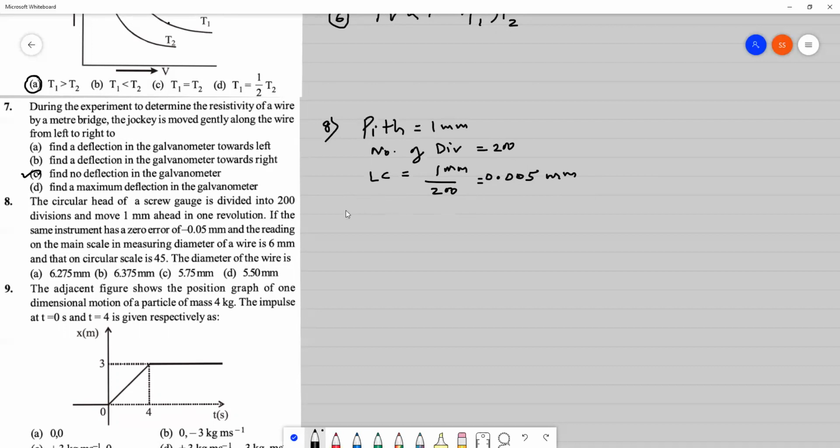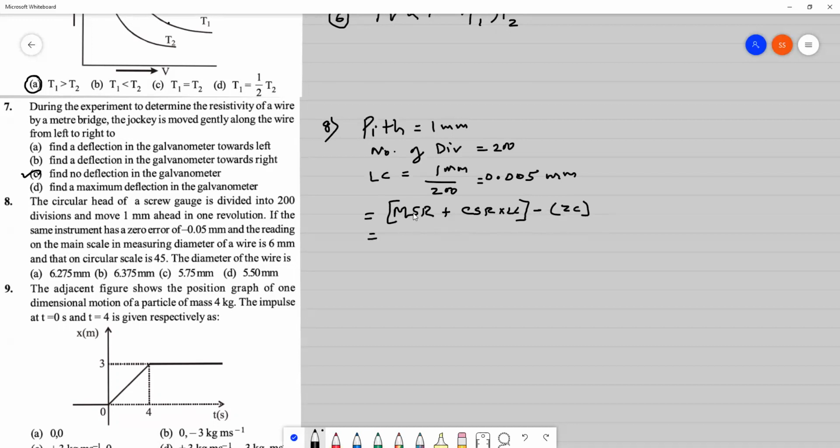Now once we have found the least count, in this problem they are giving the main scale reading, the circular scale reading, and also the zero error. So the actual reading is equal to main scale reading MSR plus circular scale reading CSR multiplied by the least count, minus zero correction. The zero correction is negative here, so negative of negative will become positive.